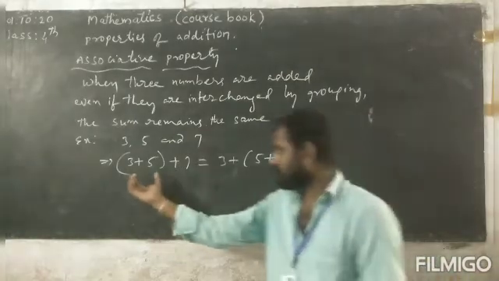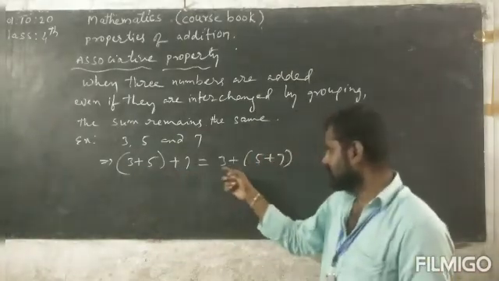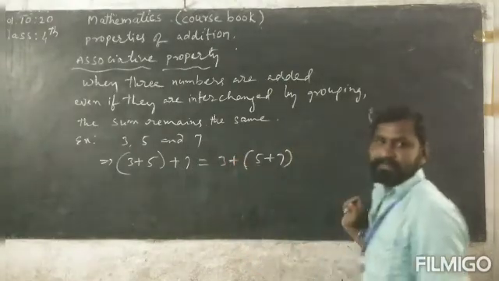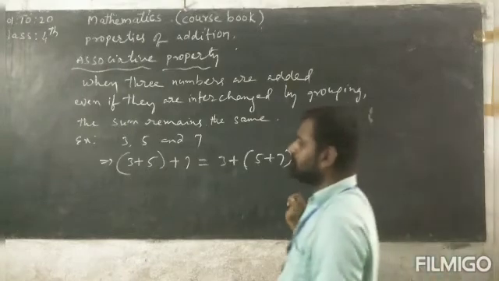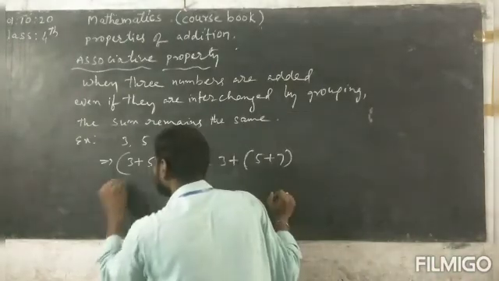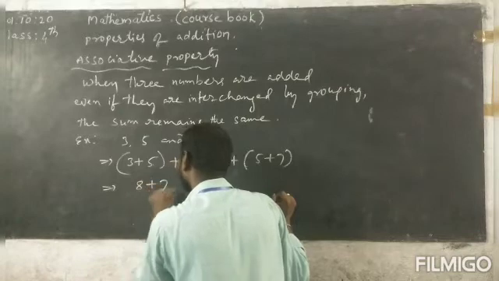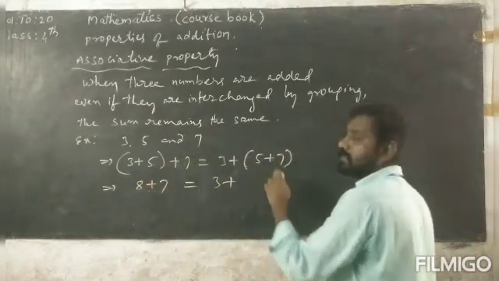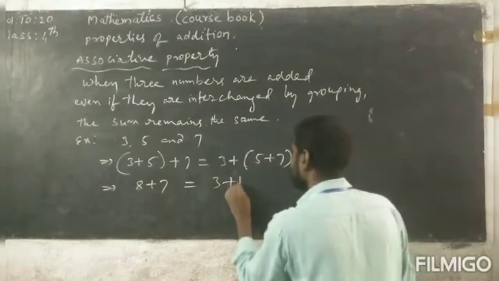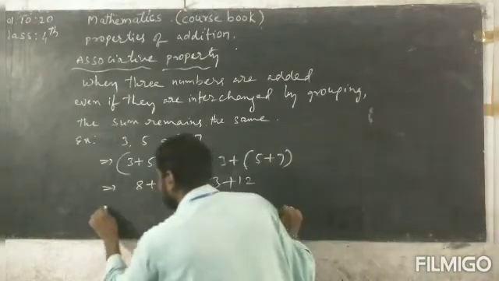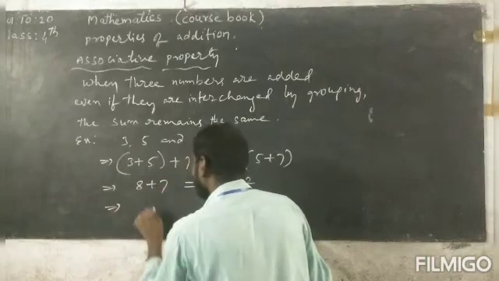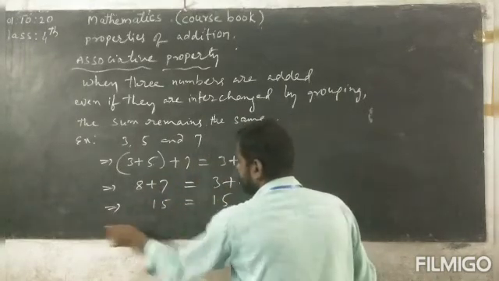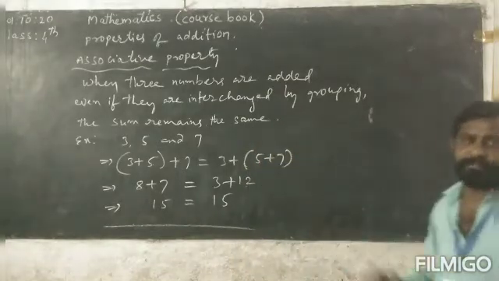Now next, 3 plus 5 plus 7. See here, 3 plus of 5 plus 7. Here 5 plus 7 is in the bracket. First we add the numbers in the bracket, that is 3 plus 5, 8, plus 7, that is equal to 15. For the other grouping, 3 you can write as it is, and we add the numbers in the bracket, 5 plus 7, 12. Next we add as usual, 3 plus 12, 15. This is called the associative property.